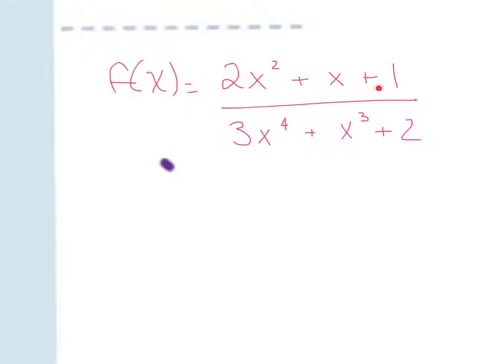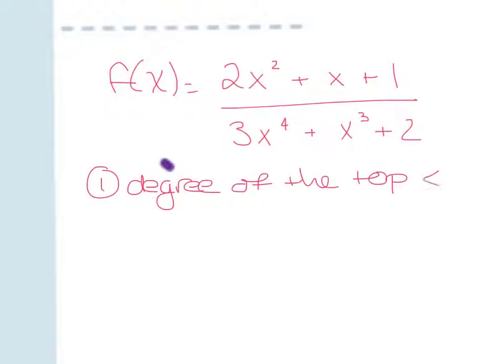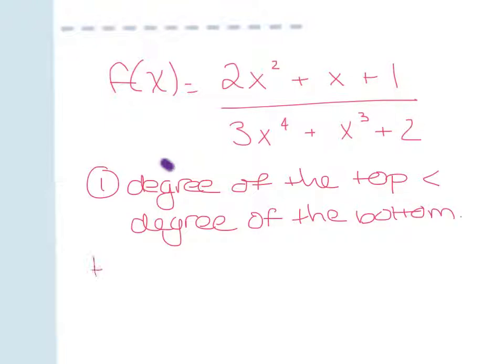Okay, what is the degree of the top polynomial? The degree is 2. Remember, for the degree of the polynomial, we look at the highest exponent. What's the degree of the denominator? 4. Do you agree that the degree of the top is less than the degree of the bottom here? Okay. So when the degree of the top is less than the degree of the bottom, your horizontal asymptote, I'm going to abbreviate it HA, is always y equals 0.